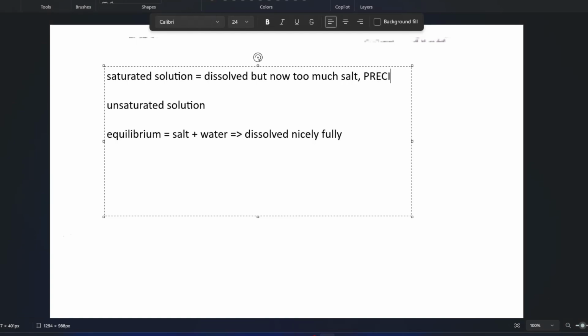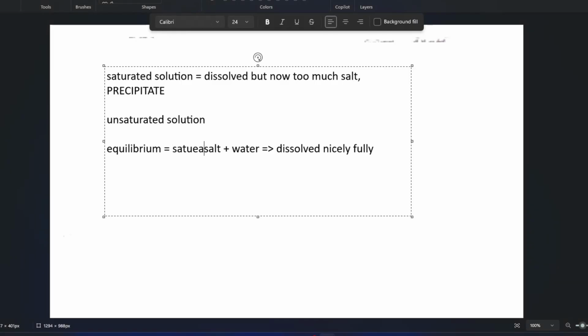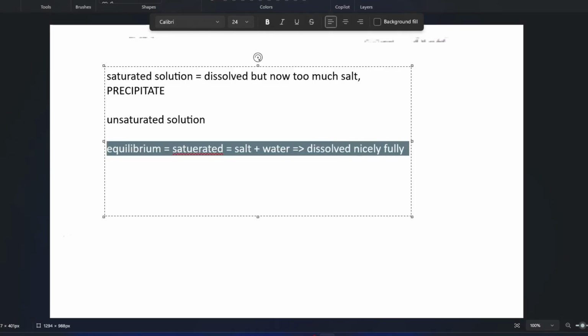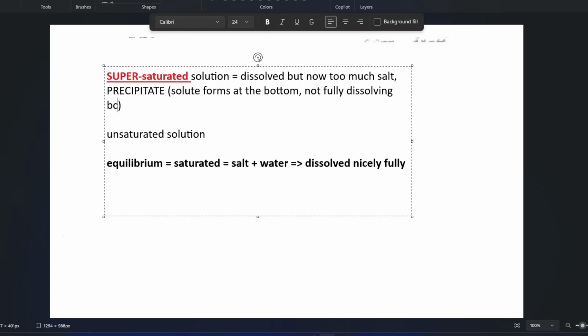So what happens? Precipitate forms. When salt stays stuck at the bottom, it's saturated. Oh, sorry, it's saturated at equilibrium. Let me change that. Equilibrium equals saturated, dissolved nicely and fully, right? But if you have supersaturated, then you get dissolved, but it's too much of the solute. So you get precipitate. The solute forms at the bottom, not fully dissolving because it's supersaturated, right?